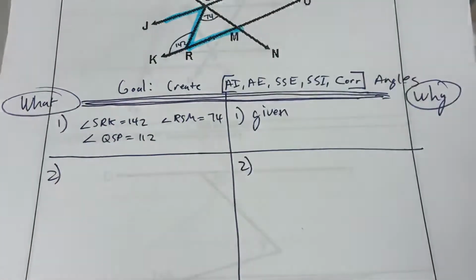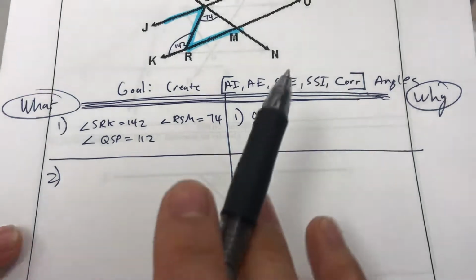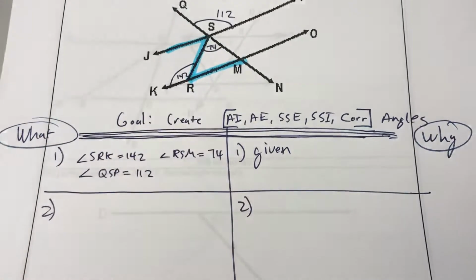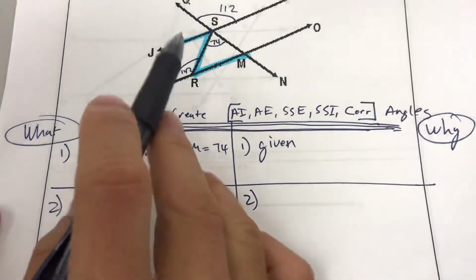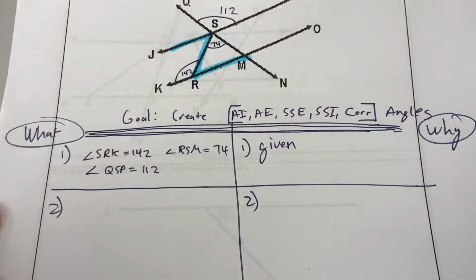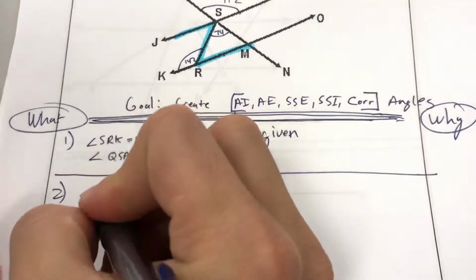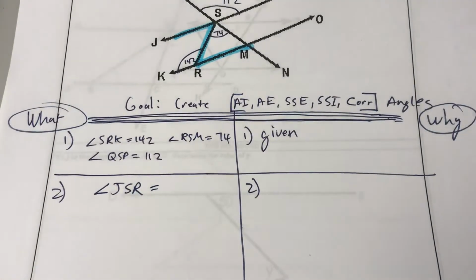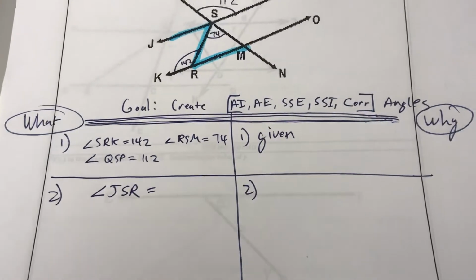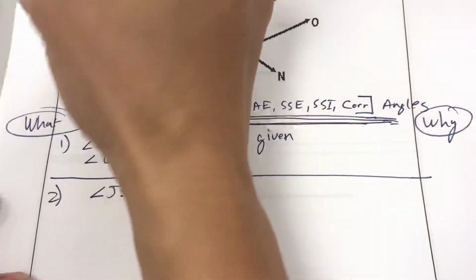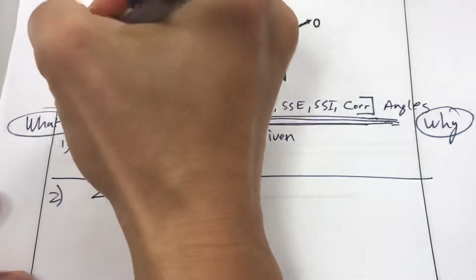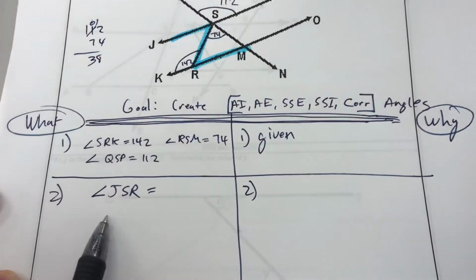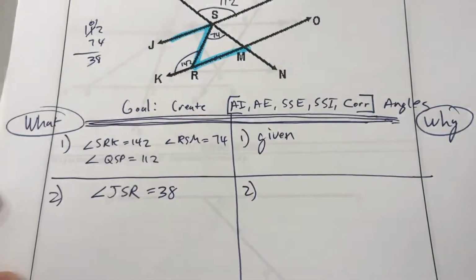So right now I have my eyes on this because there's a lot of information that's going to be able to lead me to this and lead me to this, okay? So let's take a look. Let's deal with this angle first. This is JSR. Okay, what I could say right now is that angle JSR is going to be equal to, and let's do the math right now, 112 minus 74. 112 minus 74, so that's going to be 38. So angle JSR is 38 degrees, okay?